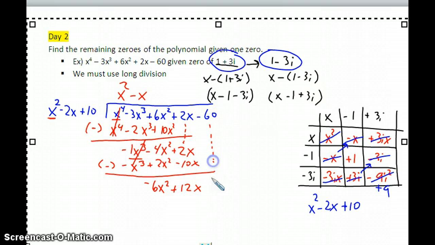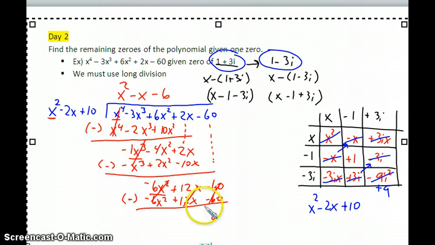Drop down your last term. And again, start the process all over now. What do you have to multiply x squared by to get negative 6x squared? That'll be negative 6. So multiplying all of these by negative 6, we get negative 6x squared, positive 12x, and negative 60, which is good because I got the exact same thing I already had. So when I subtract, everything will cancel out. I'll get a remainder of 0. I needed to get that remainder of 0, otherwise I didn't do this right.